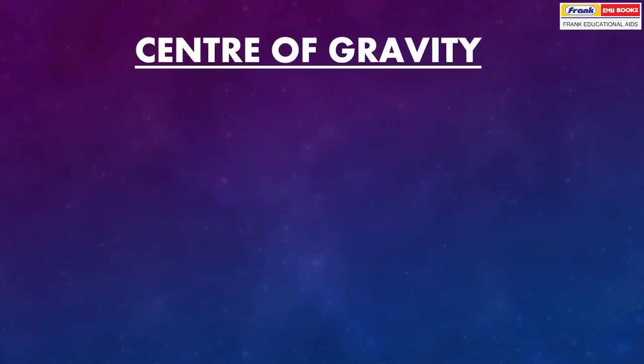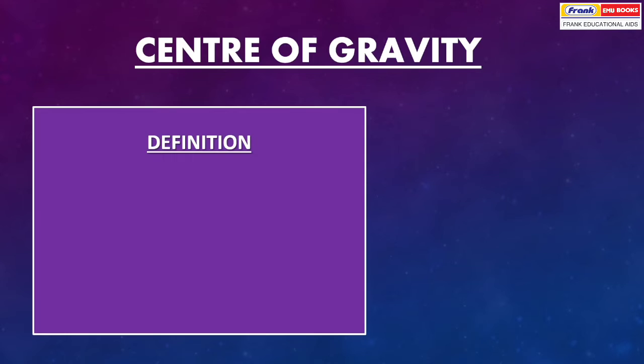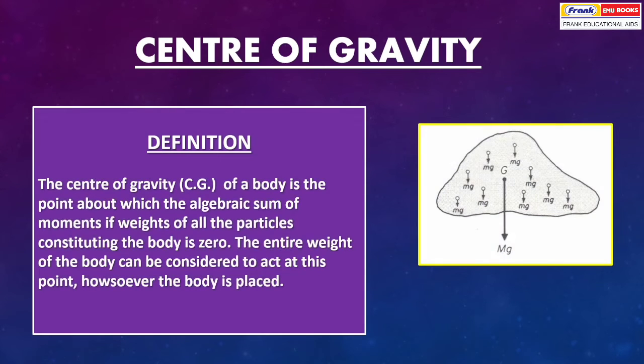Center of gravity. Definition. The center of gravity of a body is the point about which the algebraic sum of moments of weight of all the particles constituting the body is zero. The entire weight of the body can be considered to act at this point, howsoever the body is placed.